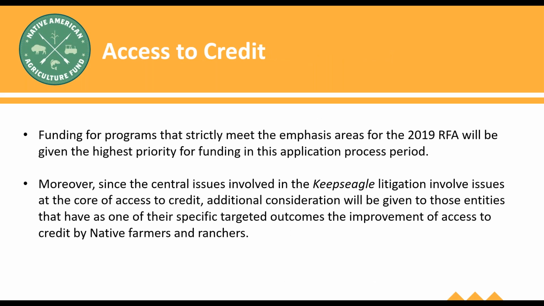Funding for programs that strictly meet the emphasis areas for this request for applications will be given the highest priority during this application process period. And I'm getting into those in just a few seconds. But if you really think back to the central issues that were involved for so many years, over 19 years in the Keepseagle litigation, they involved issues that were at the core of access to credit. So understand that when you're actually applying for funds for this go around, we will give additional consideration to those types of projects that have as one of their specific targeted outcomes the improvement of access to credit for and by Native farmers and ranchers.